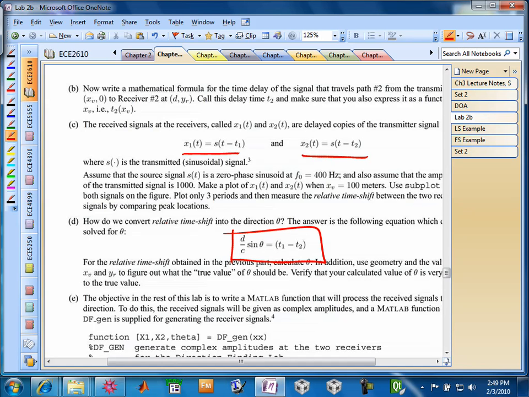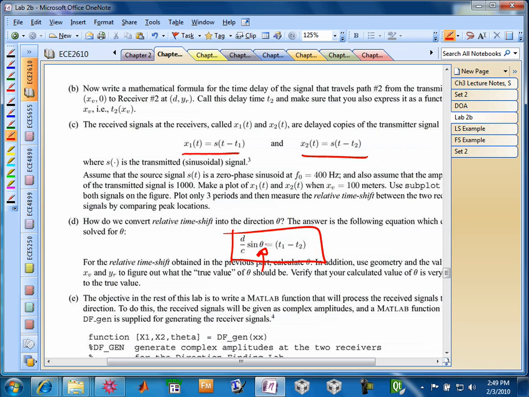Then they come up with this neat formula down here, which says that if you know the time delay between the arrival of the two signals, you can calculate the angle off of the normal on that array to the target. So they have this formula, d over c sine theta is equal to T1 minus T2. How does that come into being?